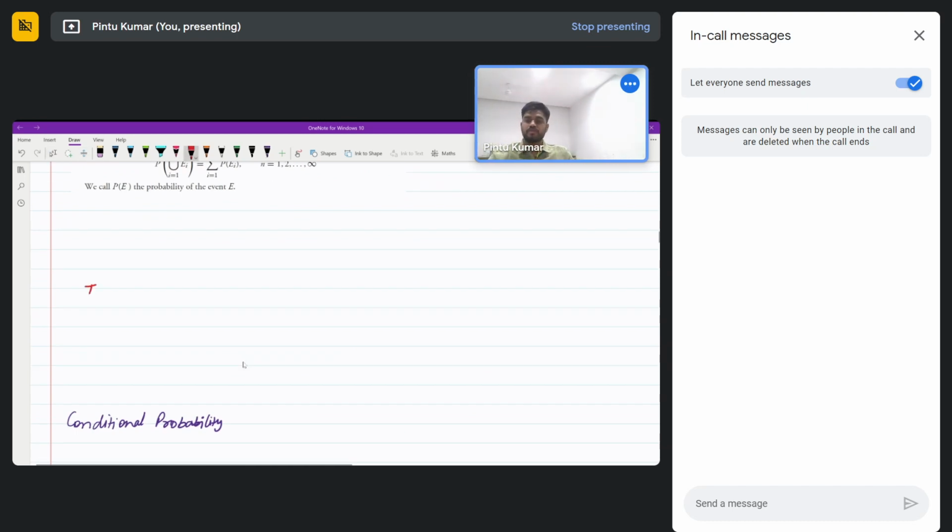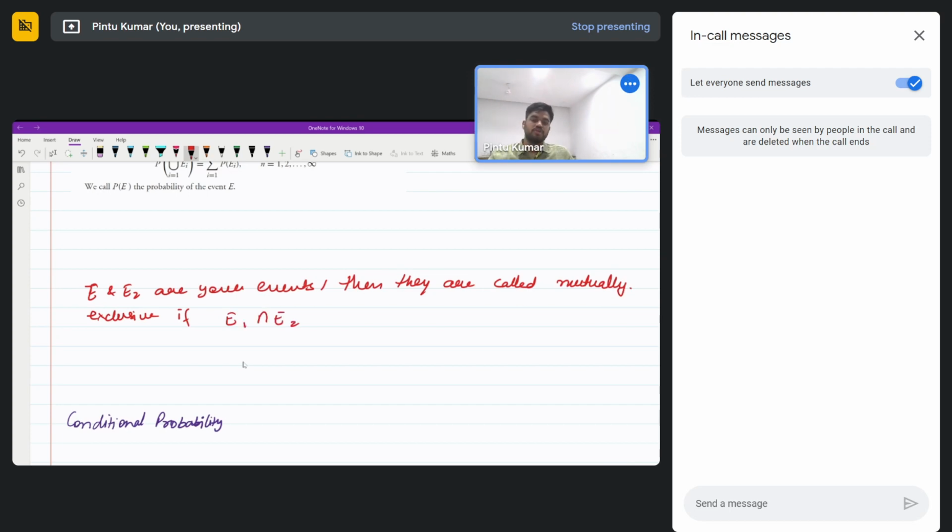So if, let's say, E1 and E2 are your events, then they are called mutually exclusive if E1 intersection E2 is empty. Okay. So this is what is meant by mutually exclusive events, that these events can never occur together.